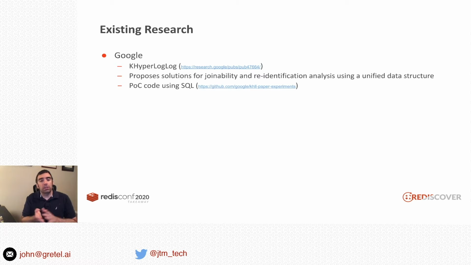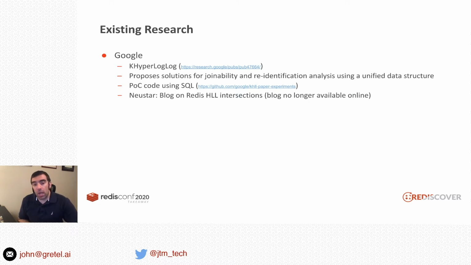The proof of concept code for both the joinability/containment and the re-identification analysis is in a GitHub repo under Google, and they used BigQuery to demonstrate this capability. Additionally, Newstar has a blog about using Redis to determine intersections between HyperLogLogs, which are just determining set intersections at scale. This is a fundamental piece of the containment analysis.